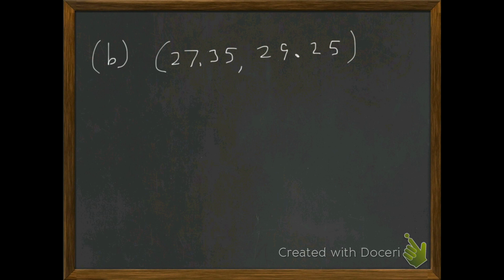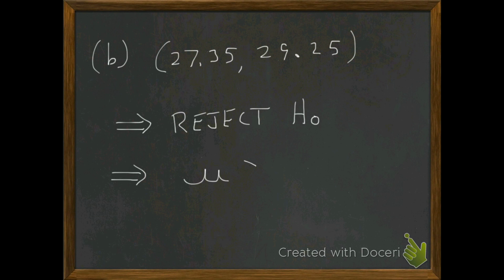Part B, notice our entire interval is above 25. Decision, reject H sub O. Second conclusion, statistically we conclude that the mean is greater than 25.